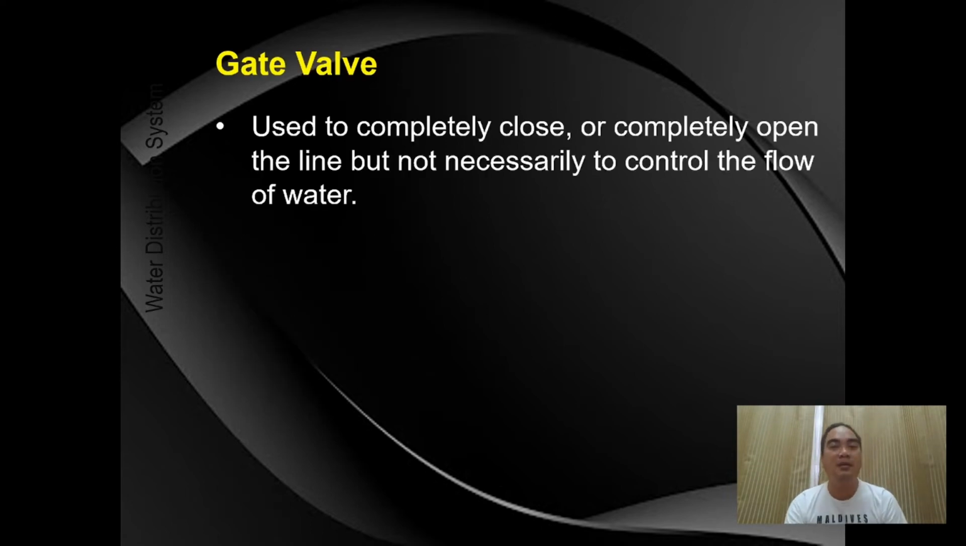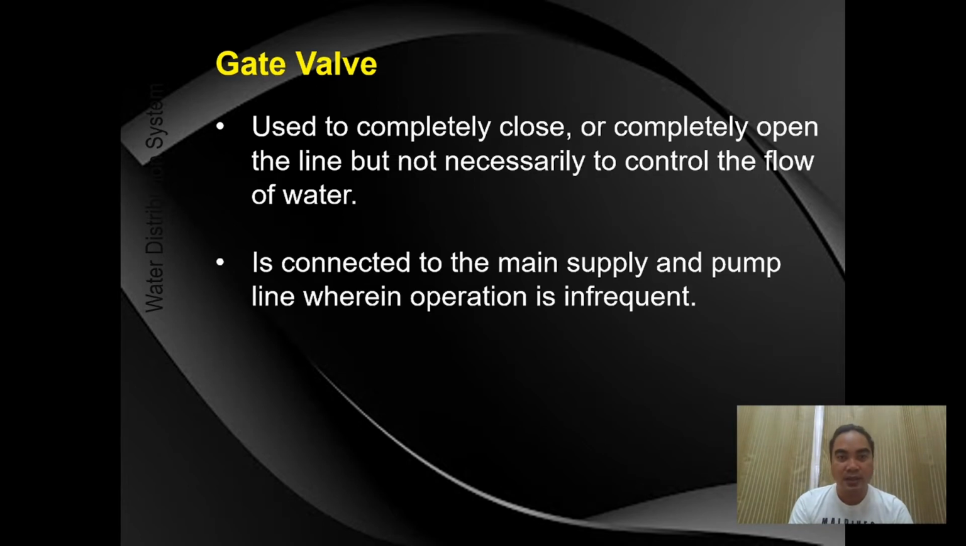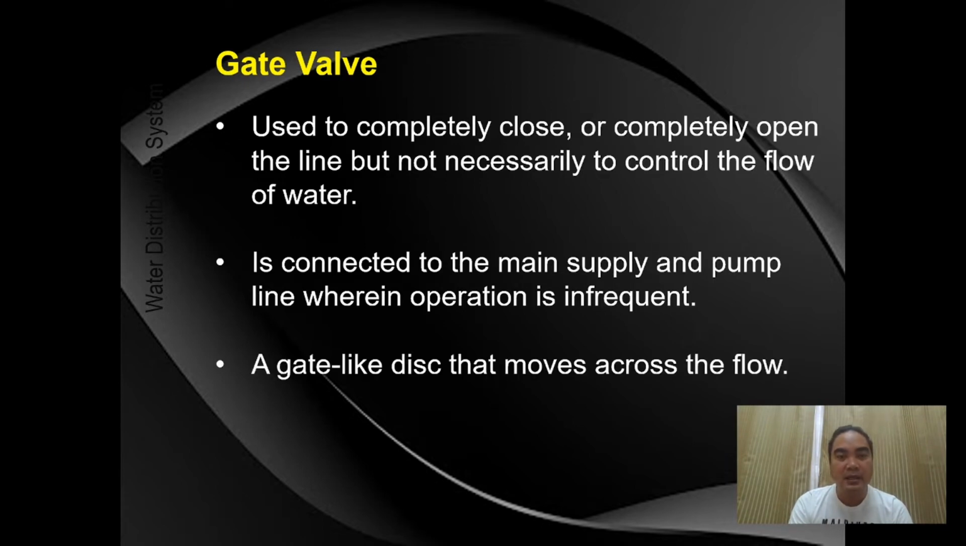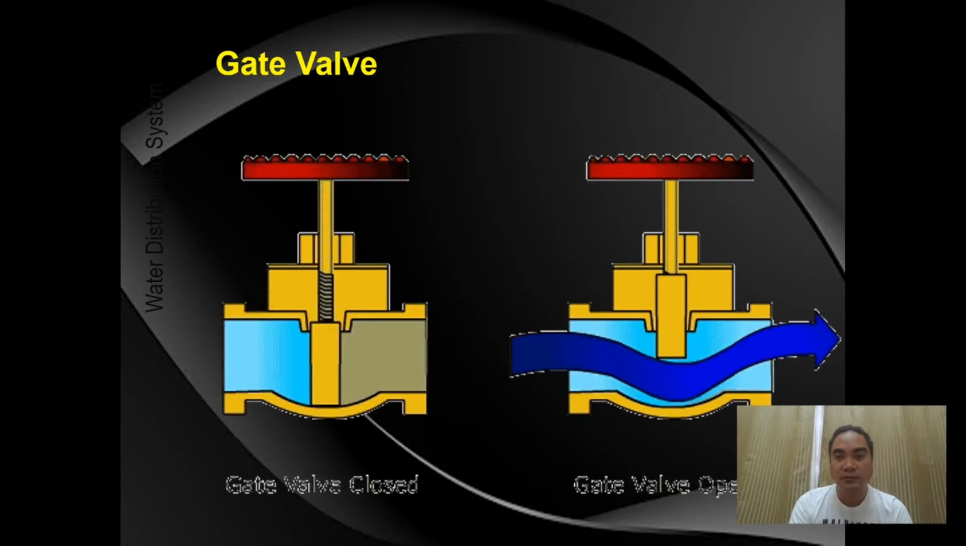So yeah, number one, gate valve, used to completely close or completely open the line but not necessarily to control the flow of water. It is connected to the main supply and pump line wherein operation is infrequent. A gate-like disc that moves across the flow. So ito yung plate or disc na sinasabi natin. So up and down siya to close and open the line. Hindi siya nagko-control ng pressure. Nagko-control siya ng flow ng water.